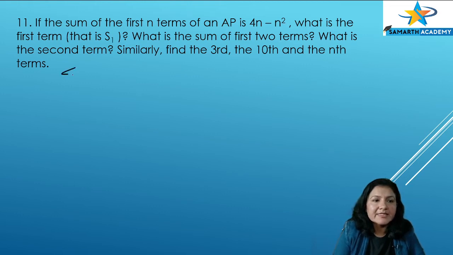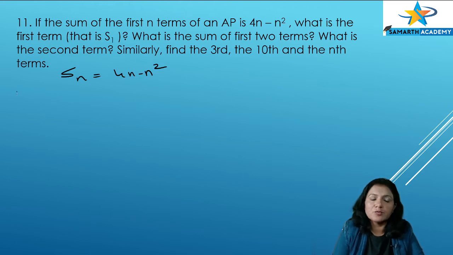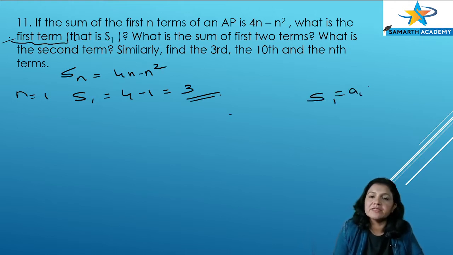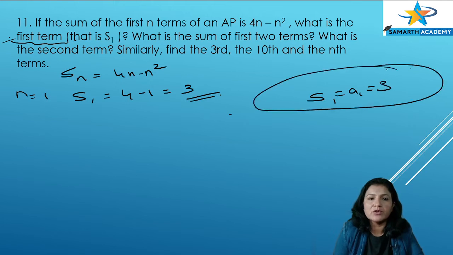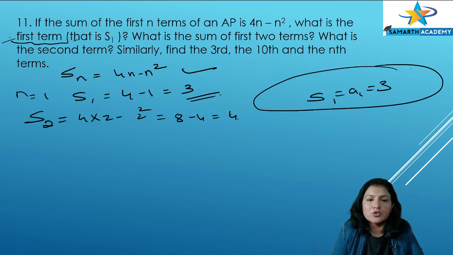He is saying Sn is given by 4n minus n square. So what is the first term? Put n is equal to 1, we'll get S1, that is 4 minus 1, 3. So he is asking first term. S1, as I explained you, S1 and A1 are the same. So S1 is equal to A1 is equal to 3. Now what he is asking, what is the sum of first two terms? So he is asking for S2. Put n is equal to 2 here. So 4 into 2 minus 2 square, 8 minus 4, that is 4. So sum of first two terms, S2 is equal to 4.